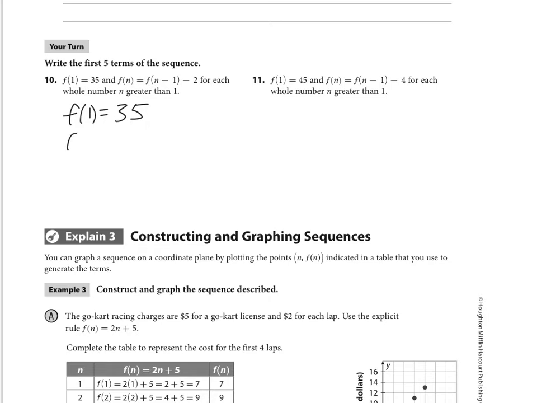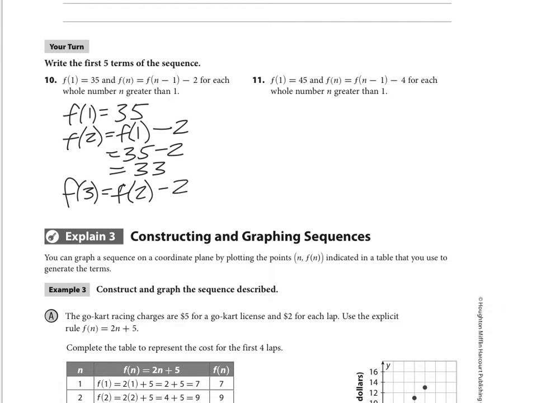Now, to get f of 2, what I do is I take the value for f of 1, and that's what this notation right here means. Take the previous term. So if I'm looking for f of 2, then I take f of 1, and then I subtract 2. So what was f of 1? F of 1 was 35. So I do 35 minus 2, and we get 33. Then I do the next one. So to get f of 3, I take f of 2 and then subtract 2. Well, what was f of 2? 33. 33 minus 2 is 31. So f of 3 is 31.